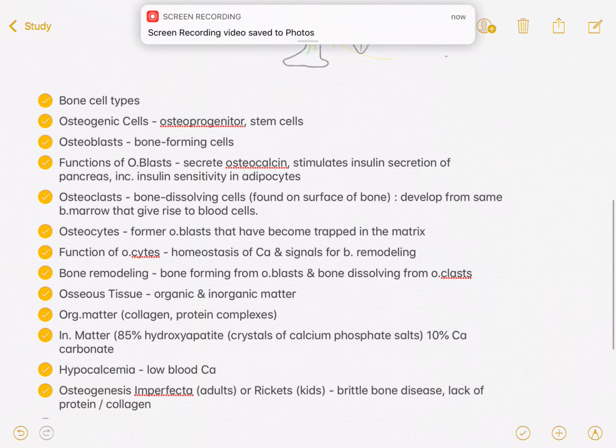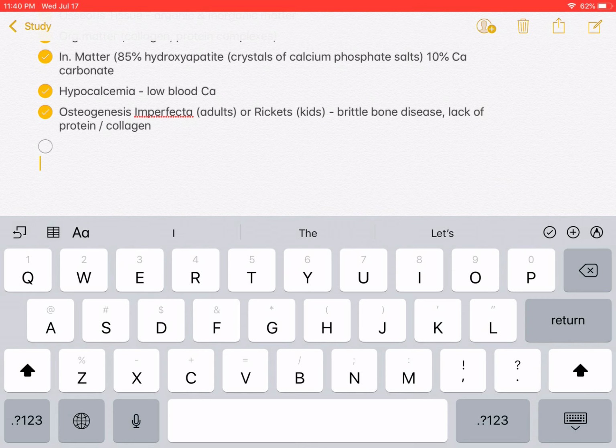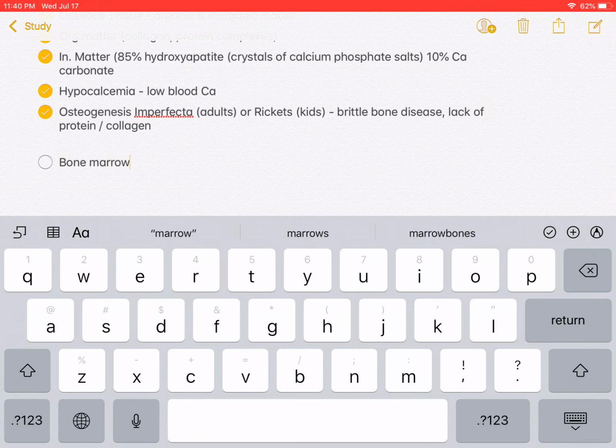All right, so let's start with something very, very easy. Let's talk about bone marrow first. What is bone marrow? What are the types? Let's just be really specific immediately. Red bone marrow, also called myeloid tissue. This is hemopoietic tissue that produces your blood cells.